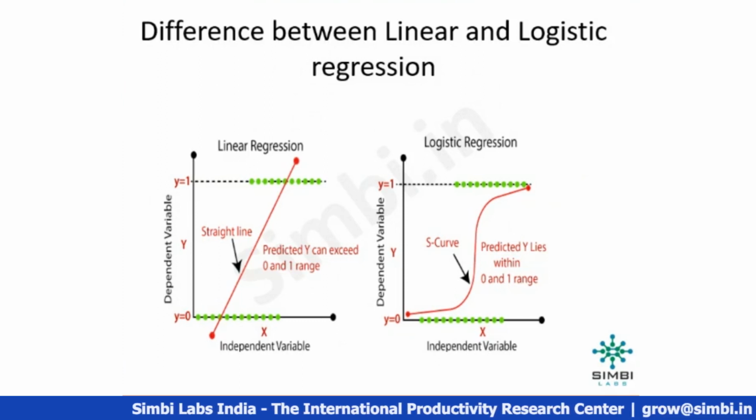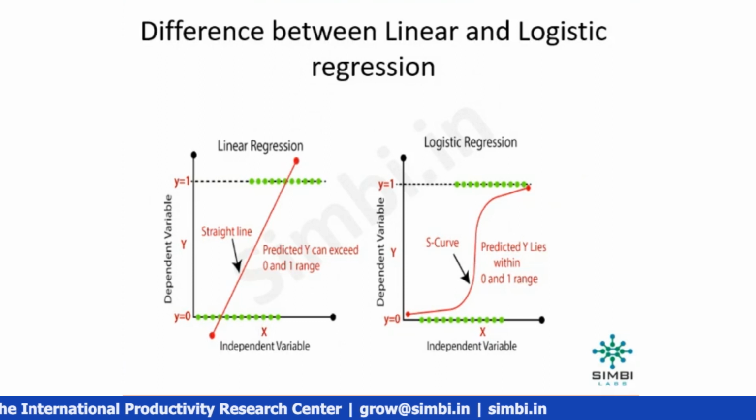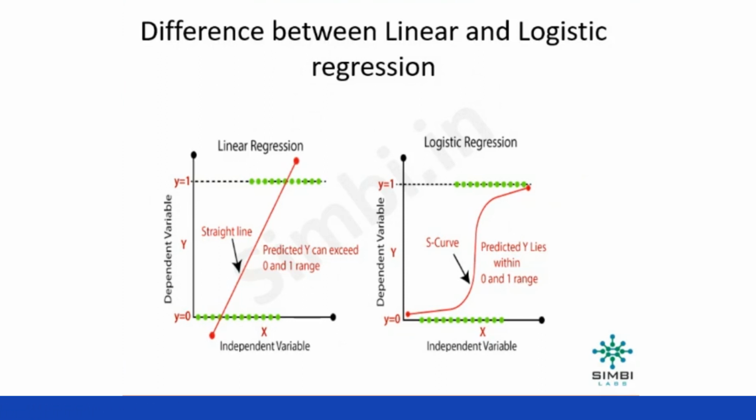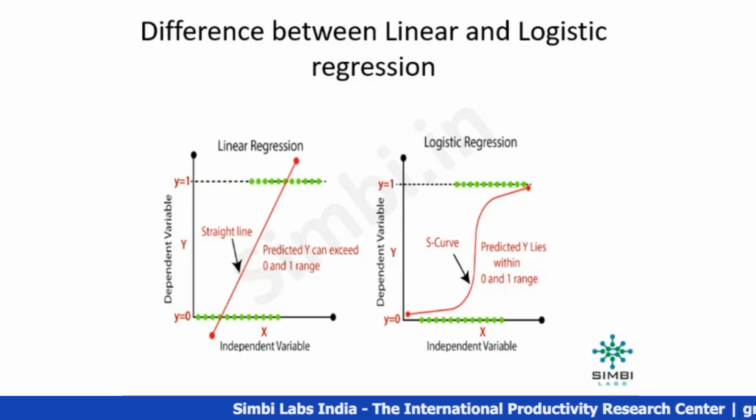So logistic regression is widely used in various fields, including healthcare for predicting disease outcomes, and marketing, and many other areas where binary or multi-class classification is useful. And next we'll see polynomial regression.